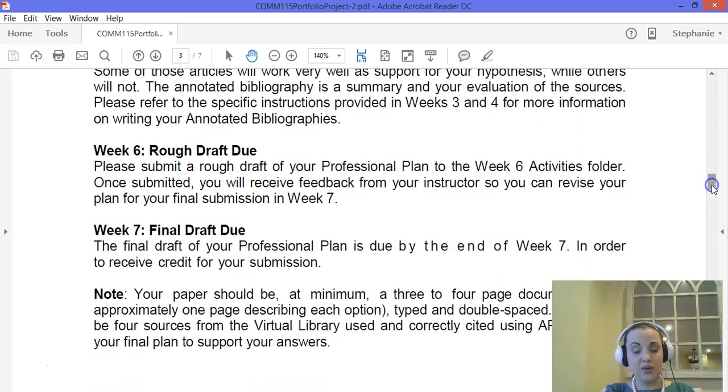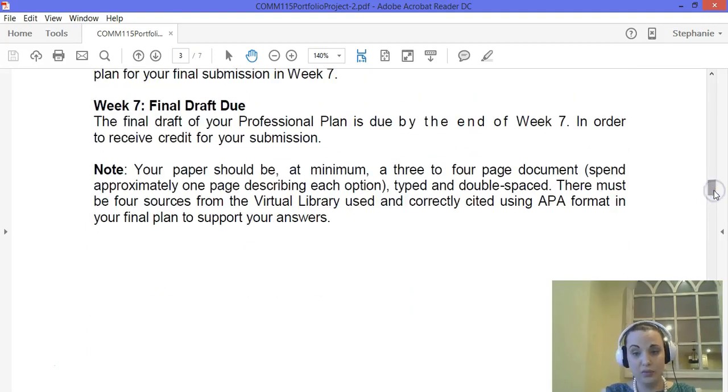In week 6, you're going to have your rough draft of your 3 to 4 page paper. In week 7, you'll submit your final paper after fixing a few things. And then that's it. The ultimate paper that you'll submit in week 7 will be a 3 to 4 page paper, double spaced, typed. You need to have a title page and a properly formatted reference page using APA, not MLA format, APA format, with at least 4 credible references. And again, all those references are from the annotated bibliography you did in week 3 and week 4.